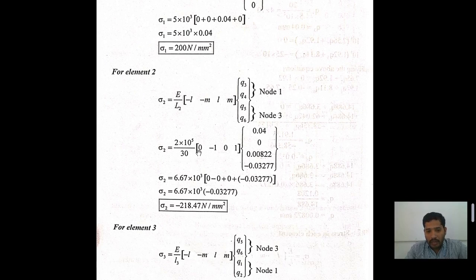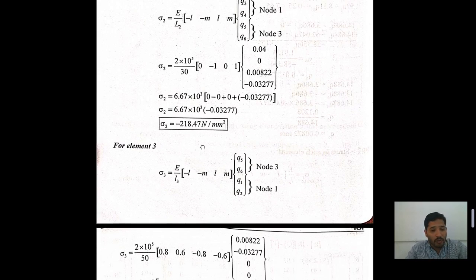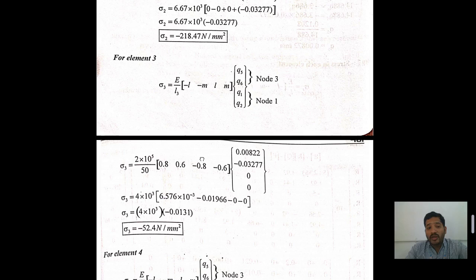Just you need to multiply this term. 0 into 0.04 becomes 0, minus 1 into 0 becomes minus 0, plus 0 into 0.00822 becomes again 0, plus 1 into minus 0.03277 becomes minus 0.3277. After that, if you multiply this value, it becomes minus 218.47 Newton per mm square. The same procedure we need to follow for element number 3.